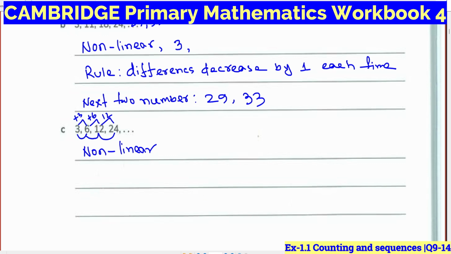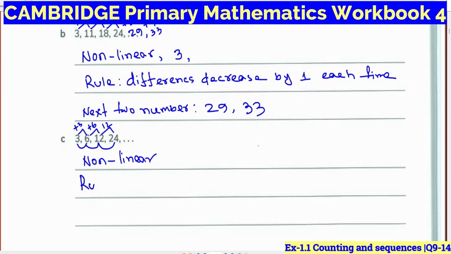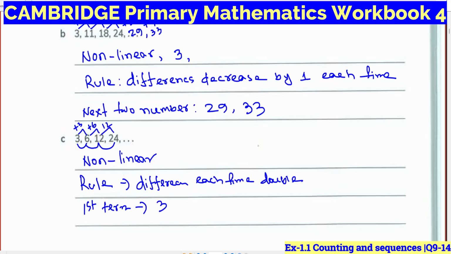So difference rule: difference each time double, right? Then first term, it's 3. Rule: difference each time double, or we can say multiply by 2 each time.